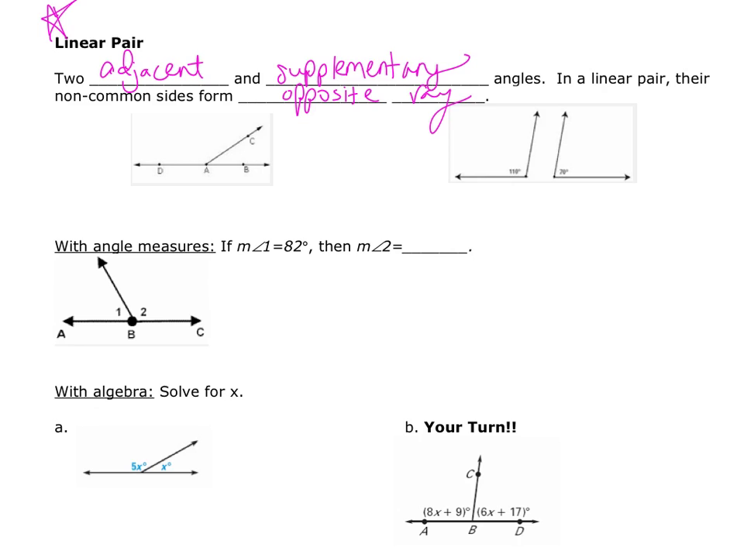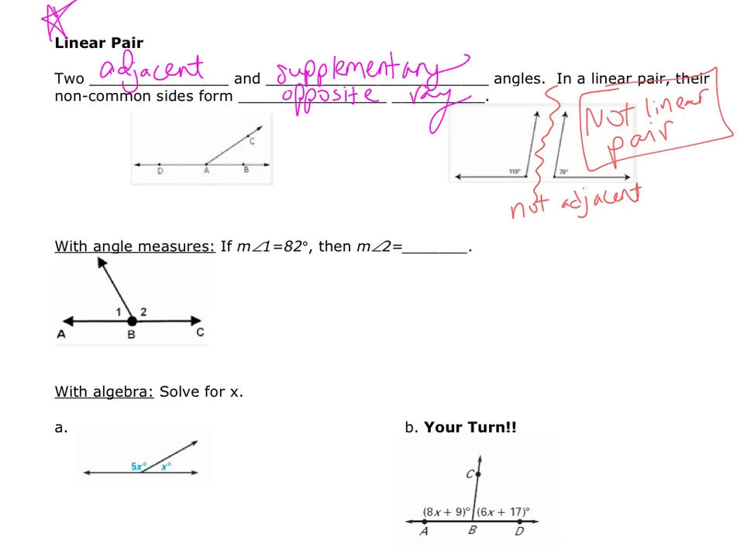Now my two pictures down below show one of them is a linear pair, the other one is not a linear pair. So they need to be adjacent, which means that they need to be sharing a side. And if you notice for this one on the right, they do not share a side. Since they do not share a side, then they are not able to be a linear pair. They are supplementary because supplementary means that they equal 180 degrees and we have 110 plus 70. So they are supplementary, but since they are not adjacent, they cannot be a linear pair.